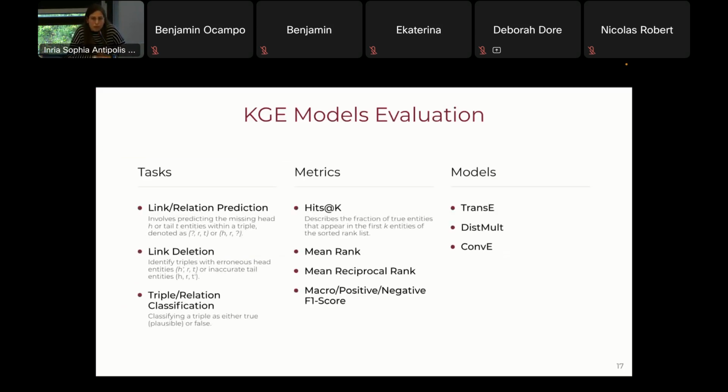As I said before, the first benchmark included an evaluation of all these 12 permutations with TransE, DistMult, and ConvE. The tasks were link relation prediction and link deletion, evaluated with Hits@K, mean rank, and mean reciprocal rank, and triple relation classification evaluated with macro, positive and negative F1 score.